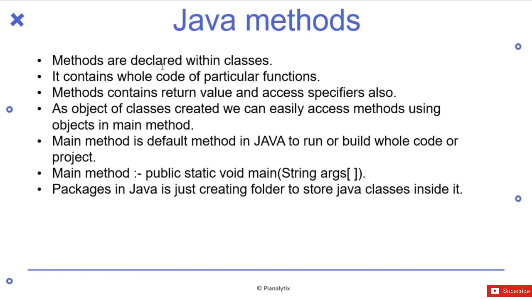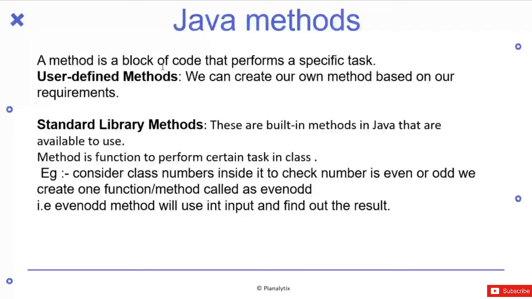Packages in Java, as I told you, I am again telling that it's just creating a folder and storing all the classes inside it. Now there are two kinds of methods: user defined methods and standard library methods. User defined methods, like I'm going to create some methods here. Similarly, you can also create some user defined methods. There are also standard library methods, like scanner and system, the built-in methods in Java. If you want to check whether a number is even or odd, you can create an even-odd function, that's user defined. But library methods like random and system are system defined methods.